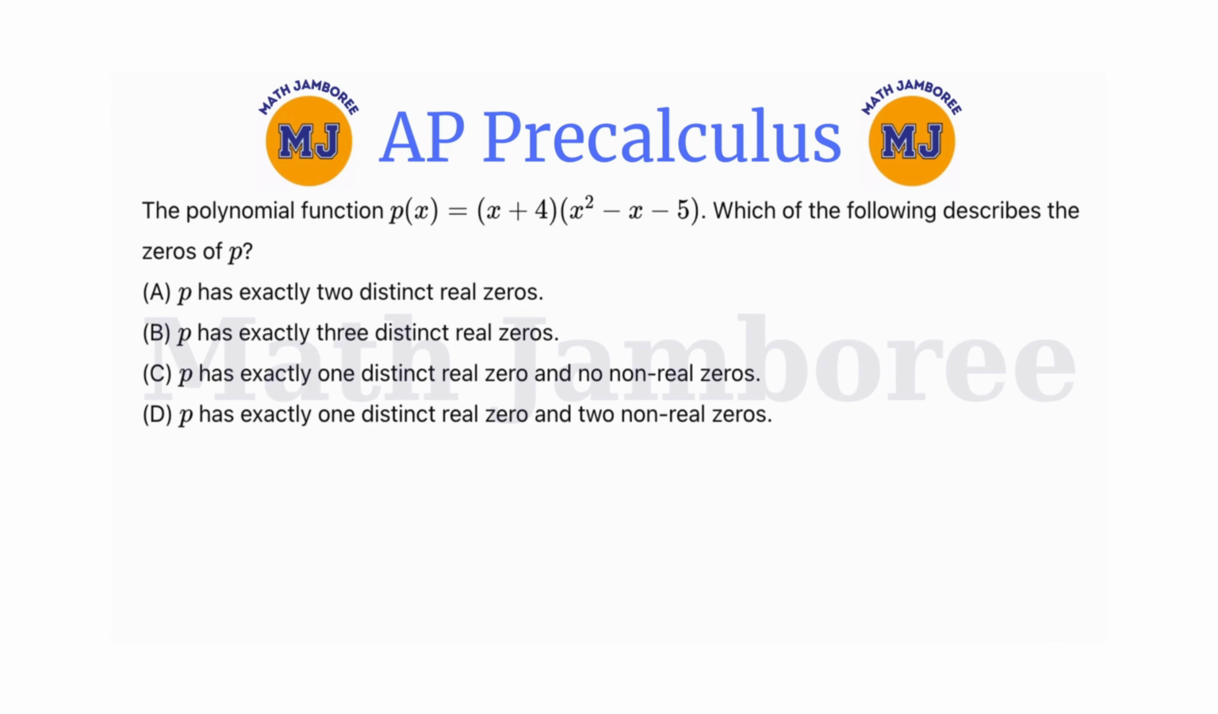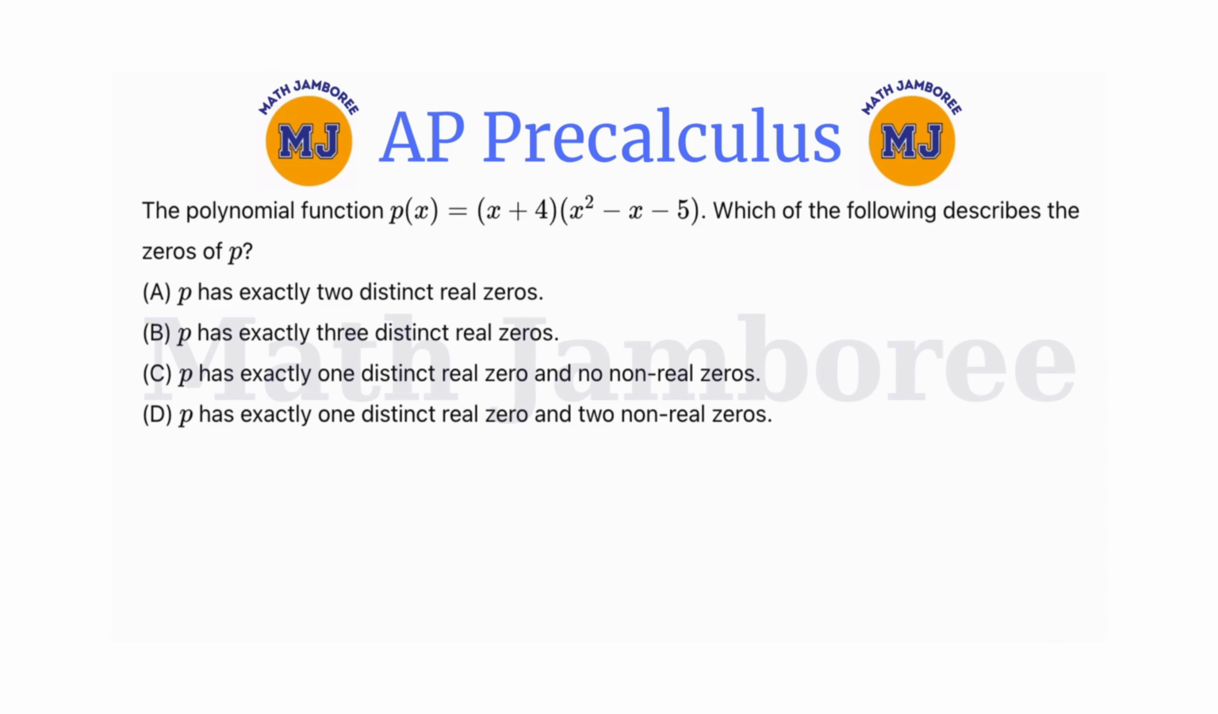A. P has exactly two distinct real zeros. B. P has exactly three distinct real zeros. C. P has exactly one distinct real zero and no non-real zeros. D. P has exactly one distinct real zero and two non-real zeros.